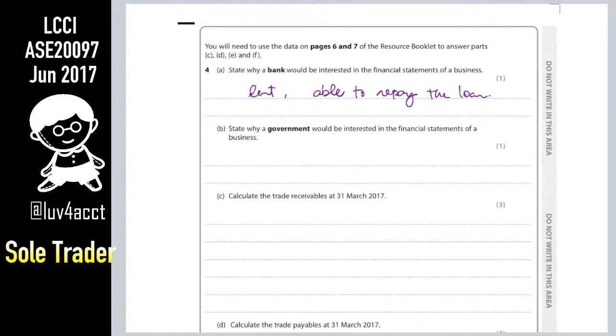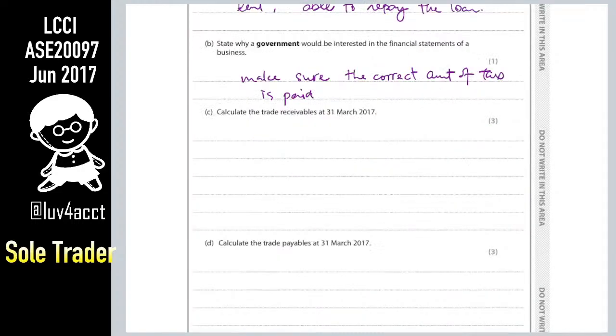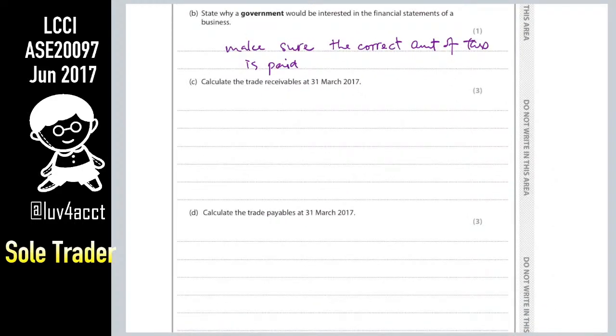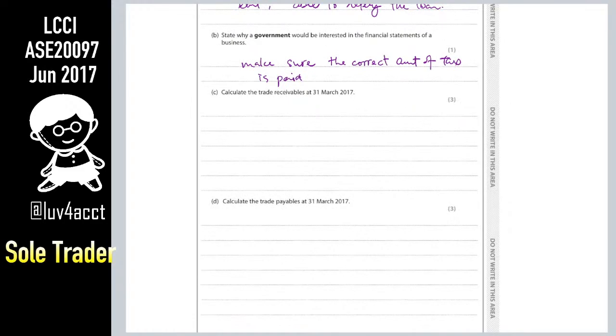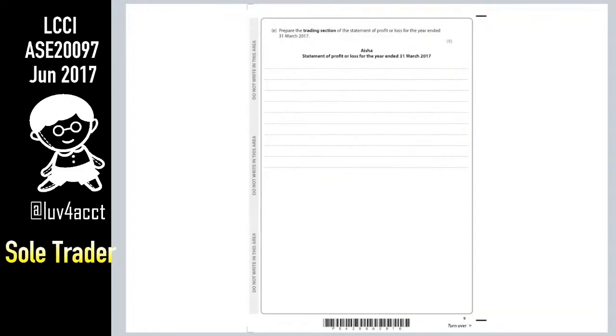State why the government will be interested: to make sure the correct amount of tax is paid. Stakeholders' interest in the financial statements. And we have to calculate for the year end trade receivables and trade payables, and then also the statement of profit or loss, the trading section. So let's see what is given to us.